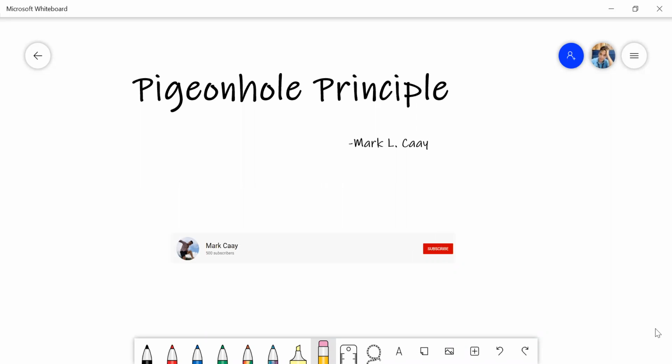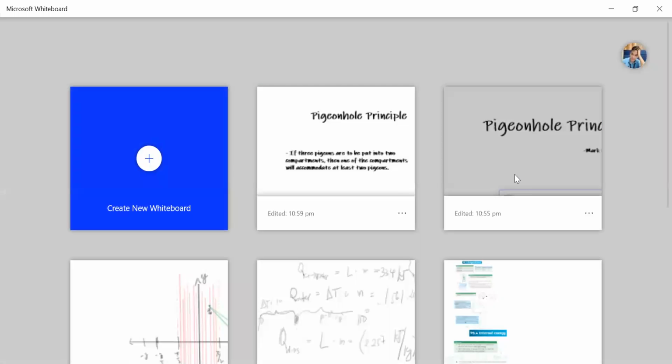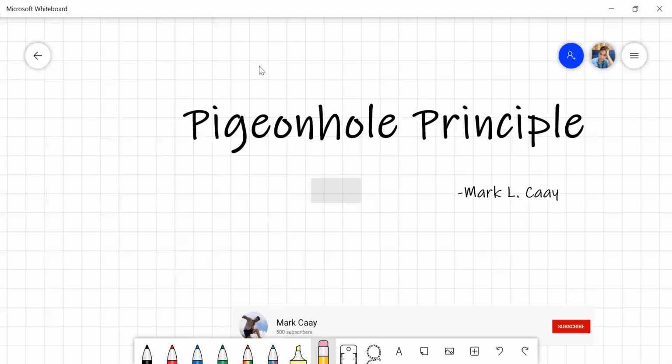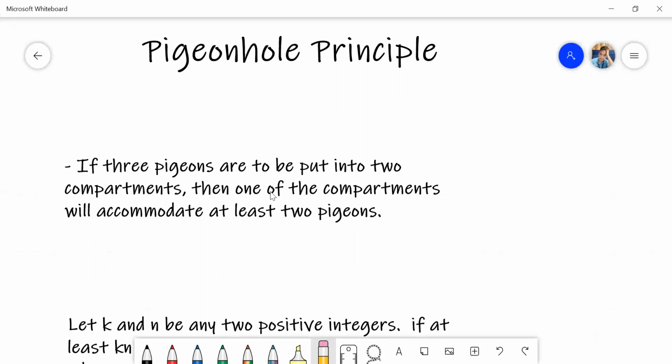So today we will be talking about the pigeonhole principle. So what does the pigeonhole principle mean? The idea of the pigeonhole principle is that, let's say we have three pigeons that are to be placed into two compartments. Then one of the compartments will accommodate at least two pigeons.